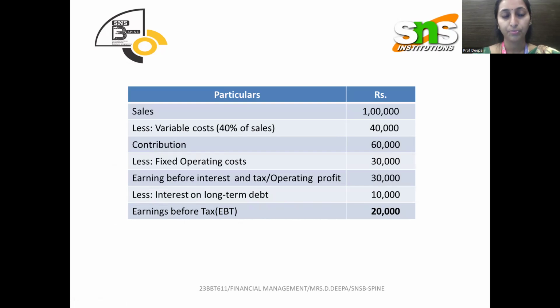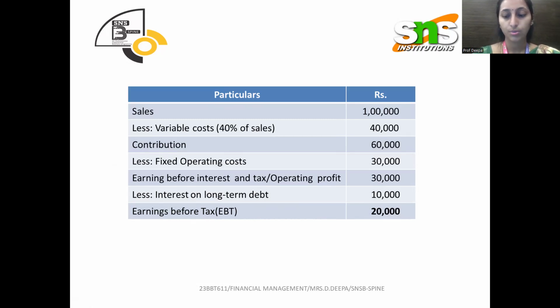So this is the structure. Sales is the origin, the starting point, and the end point is EBT. From sales to EBT, there is a format, a structure. From sales, if we reduce variable cost, we'll get contribution. From contribution, if we reduce fixed operating cost, we'll get EBIT, earnings before interest and taxes. And from that EBIT, if we reduce interest, we'll get EBT. So this is the structure.